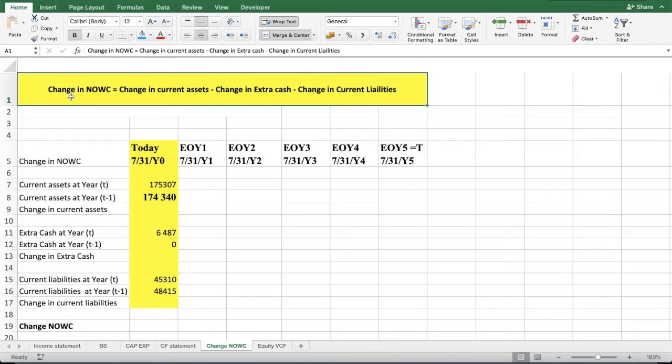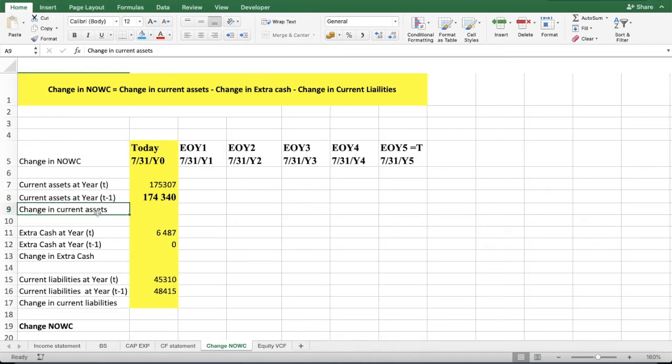Now, as you can see, the change in NOWC is based on three components. So we have to compute each one of these three components apart, then combine them together in order to find the change in NOWC. So let's start with the first one, which is the change in current assets. Then we'll move to the change in extra cash, and finally, the change in current liabilities. So the yellow column is the current situation of the firm, and the numbers are given. Now, your job is to fill in the missing cells for the upcoming years.